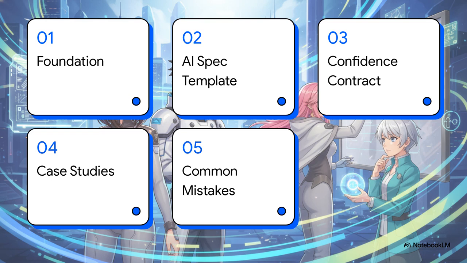So here is our blueprint for today. First, we'll cover the foundation, traditional versus AI specs. Second, the AI spec template. Third, the confidence contract. Fourth, some real-world case studies. And finally, number 5, common mistakes.